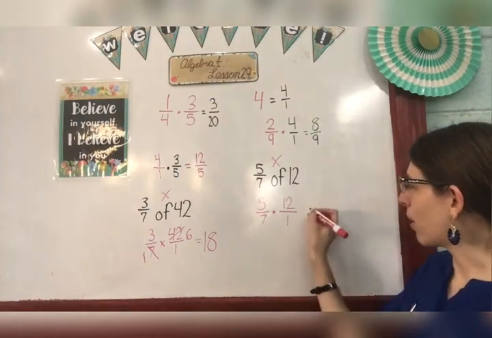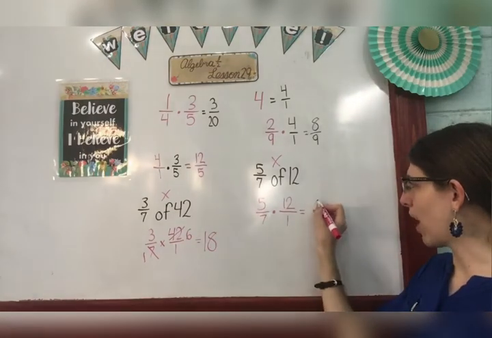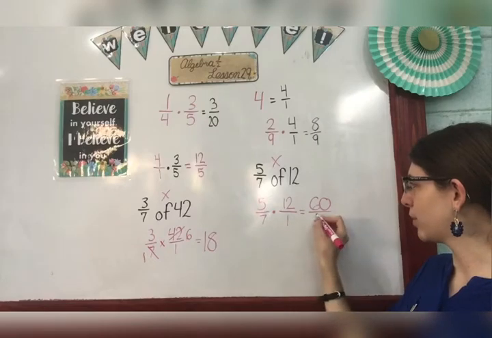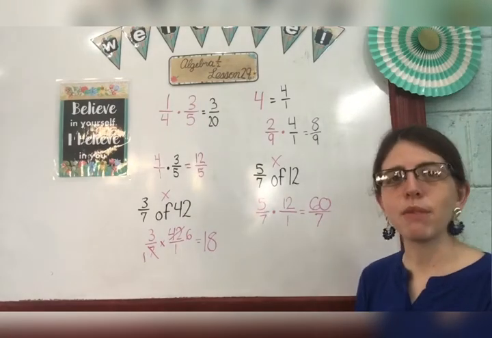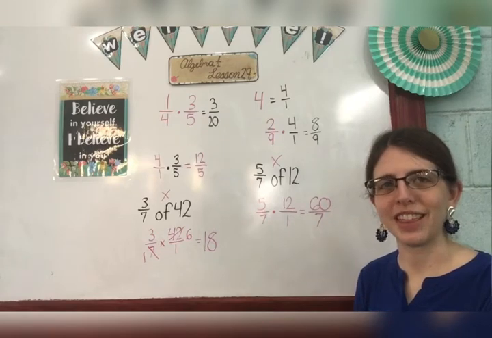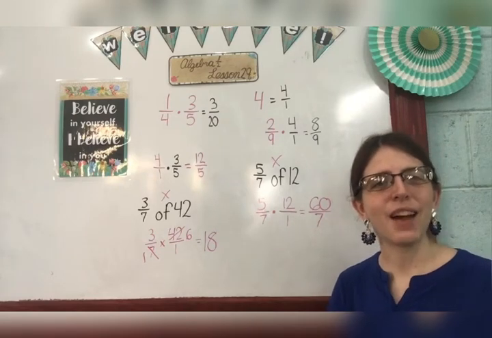So I'm going to multiply across. 5 times 12 is 60. And 7 times 1 is 7. It can't be reduced, and I can leave it as an improper fraction, so I'll leave it just like that. Okay, pause now and do your practice.